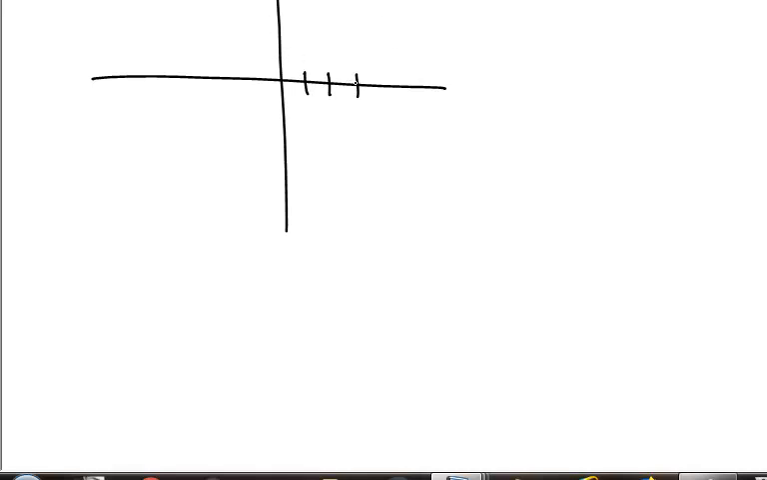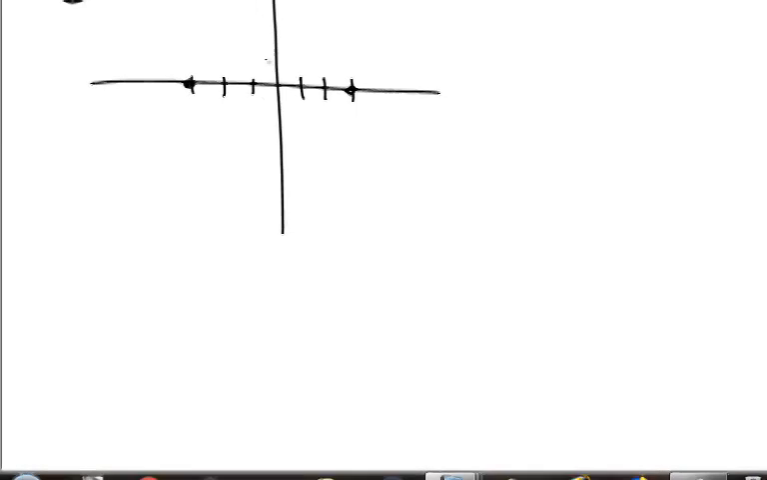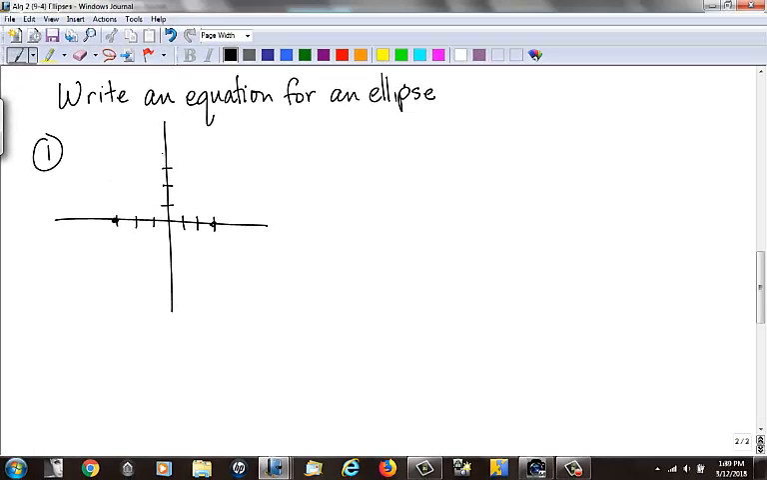They're going to give you the graph. On the x, go out 3 to the right and 3 to the left. On the y, go up 5 and down 5. Okay, and then do a smooth curve, as best you can. A little crooked. Okay.